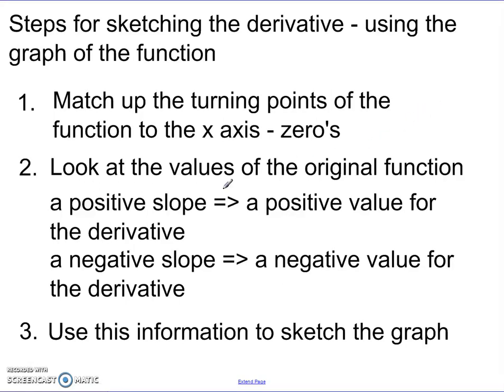The second one is we have to look at the actual values of the original function. Now, if it's a positive slope, sloping up the way, that means our derivative is positive. Any point where that happens, the graph of the derivative is above the x-axis. Similarly, if we have a negative slope, so we get a negative value for the derivative, anytime where that occurs, the graph is below the x-axis, so it's got a negative value. We can build this information all together and it helps us to sketch the graph. Let me show you.